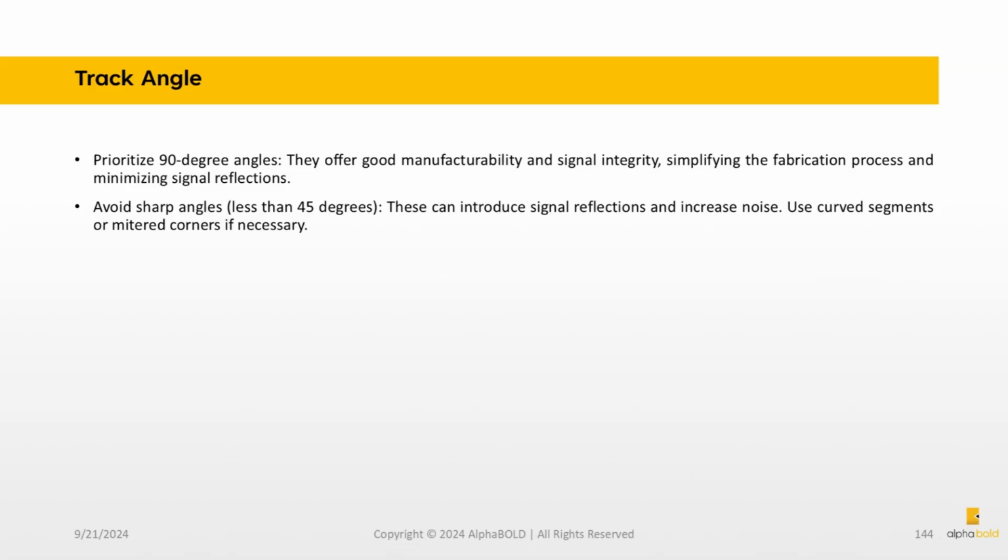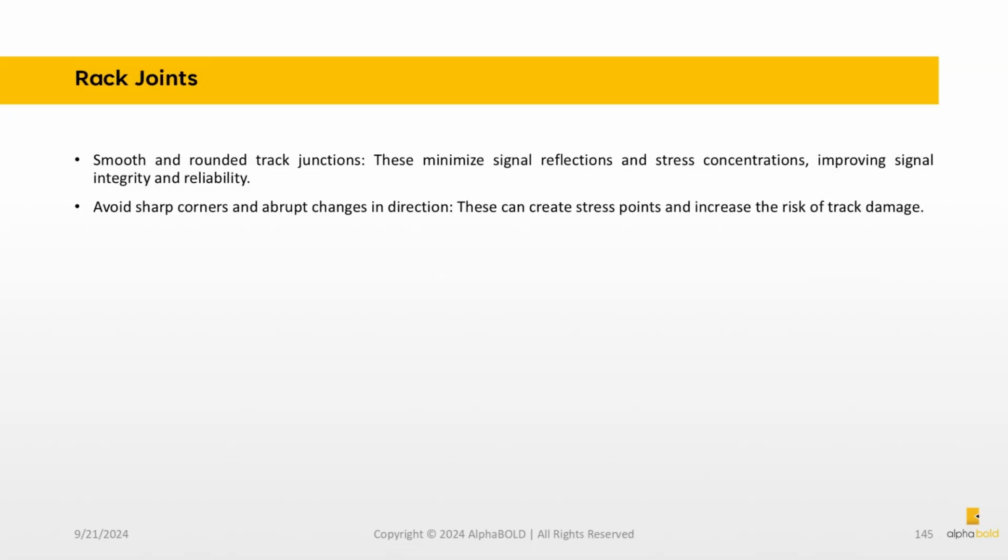Avoid sharp angles. Less than 45 degrees, these can introduce signal reflections and increase noise. Use curved segments or mitered corners if necessary. Smooth and rounded track junctions. These minimize signal reflections and stress concentrations, improving signal integrity and reliability.